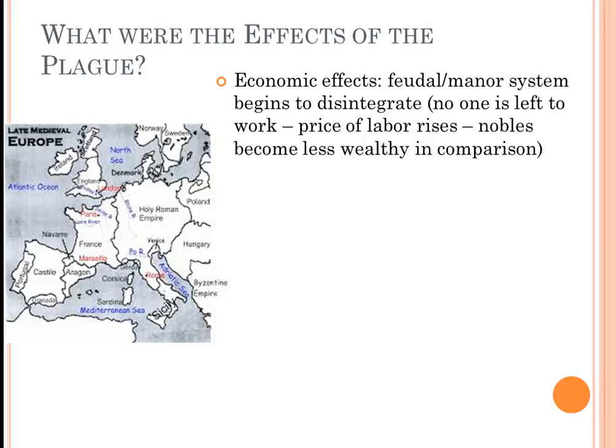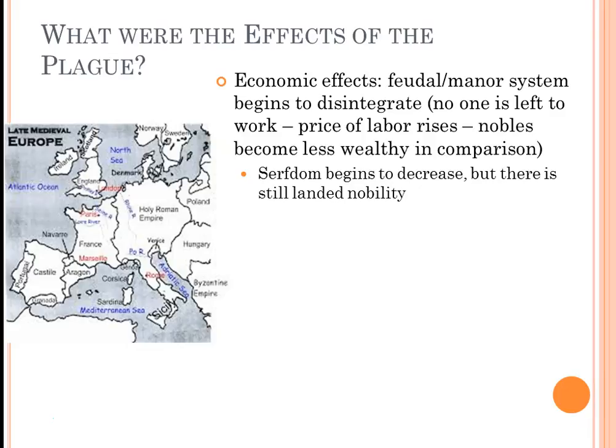So nobles become less wealthy because their price of labor rises, and they also have to sell off plots of their land. Serfs are no longer necessarily tied to the land. There are definitely still peasants and still farmers who farm these lands, but there are also more merchants, more middle-class people. And nobles become less wealthy in comparison to where they were before. And so there's more of a distinction between the nobles and the king. So serfdom begins to decrease, but there's still landed nobility. Landed in this case simply means they own land.